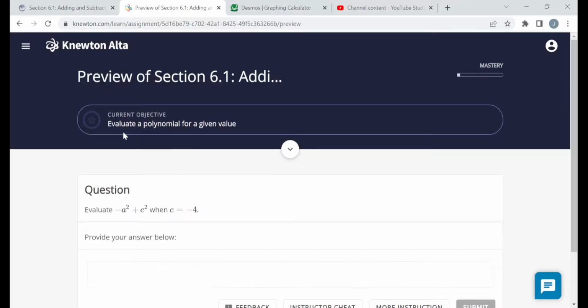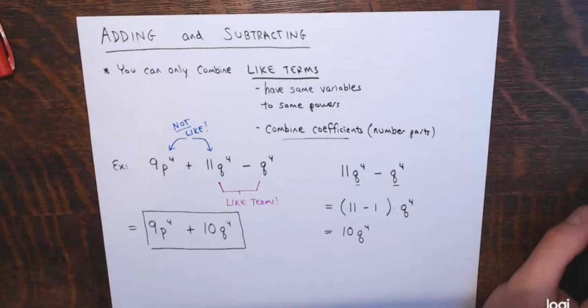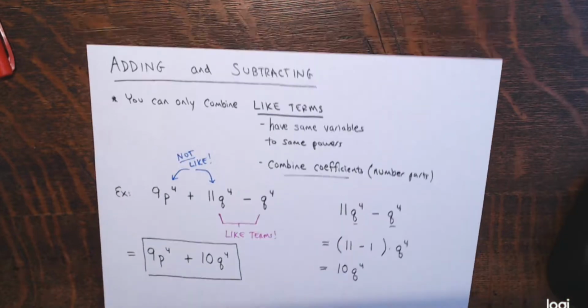Alright, so now we're asked to evaluate a polynomial for a given value. So they give us a polynomial, a sum of monomials. This one here is a binomial, the sum of two monomials, negative a squared plus c squared. And we're asked to basically plug in values for certain variables and write what the result would be after simplifying. Whenever you hear the word evaluate, that just means find the value of.